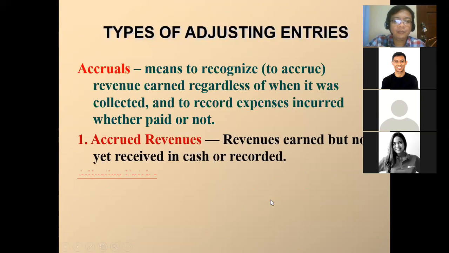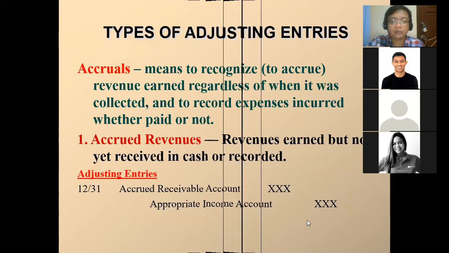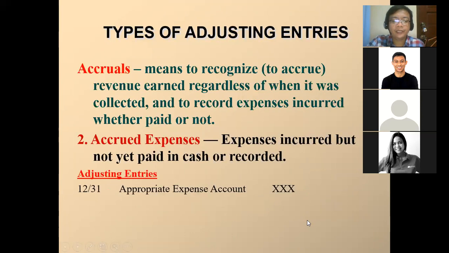Alright, next is all about accruals, again. This is the formula: Accounts receivable, credit, appropriate income account. And then for expense, debit the appropriate expense account, credit accrued liability. So instead of cash, because once it's cash, it is no longer an accrued expense.